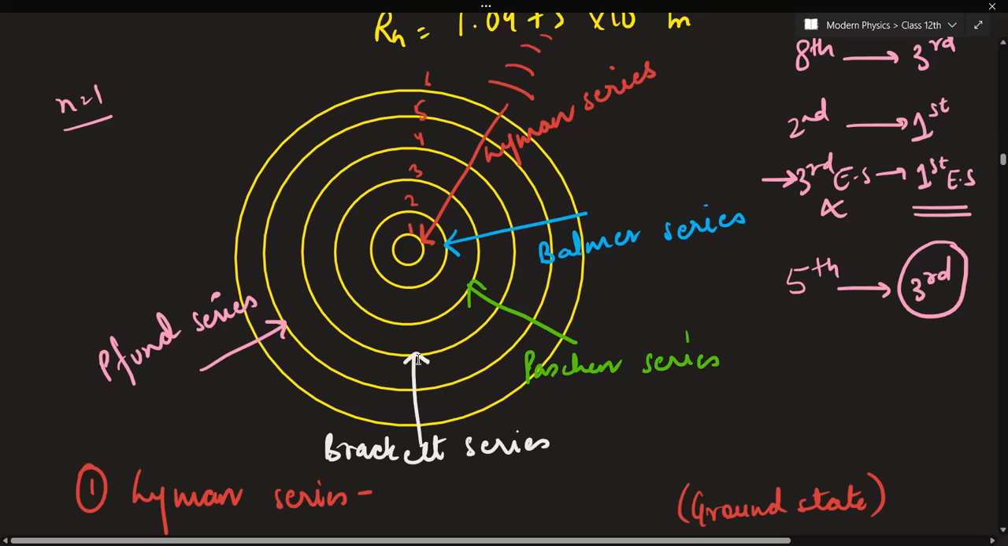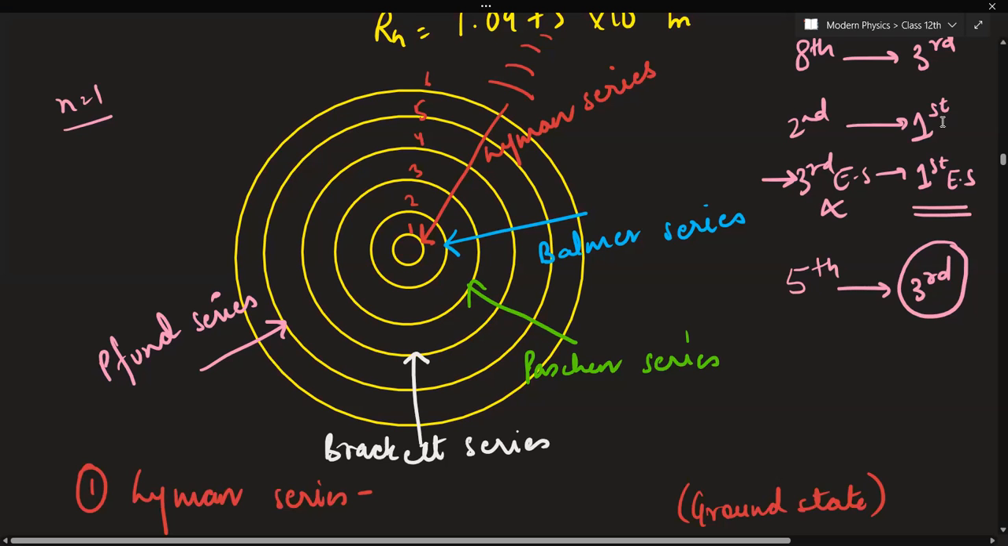If the electron comes to the fourth orbit, see here, this is the fourth orbit, then the spectral lines are said to be the Brackett series. And if it comes from anywhere but comes back to the fifth orbit, you call it the Pfund series. P is silent; you write Pfund, but you pronounce it as Fund series. So these are the various series.